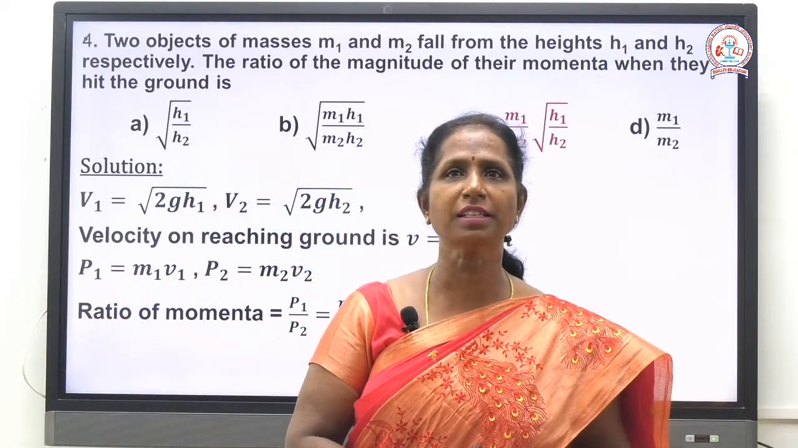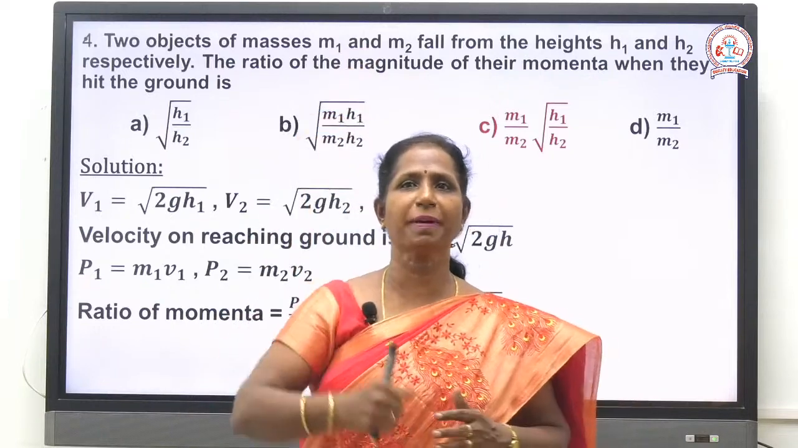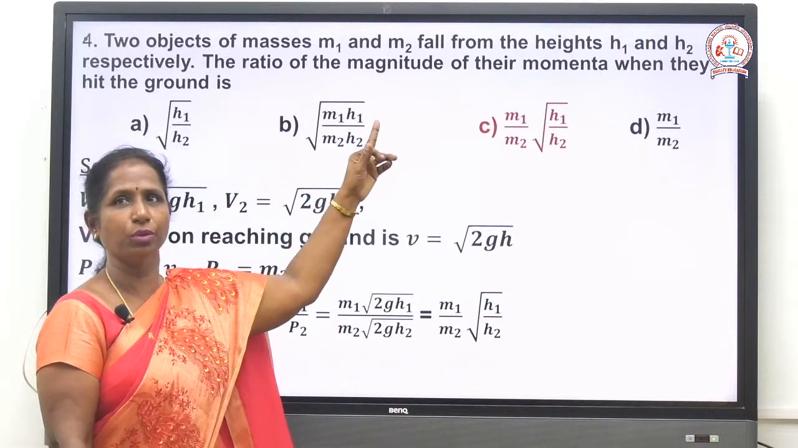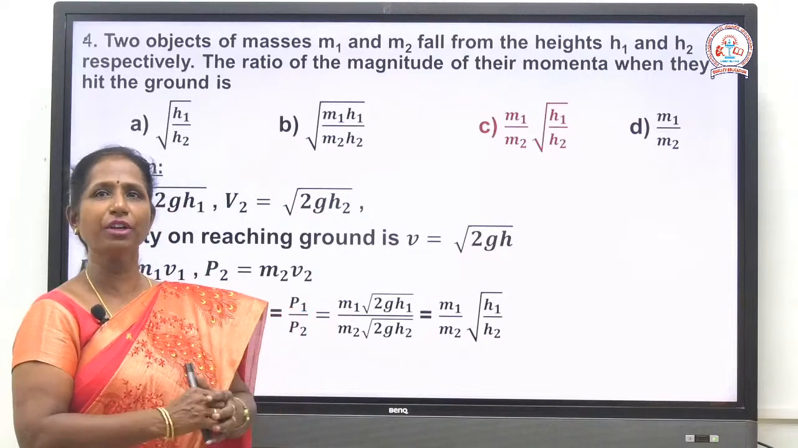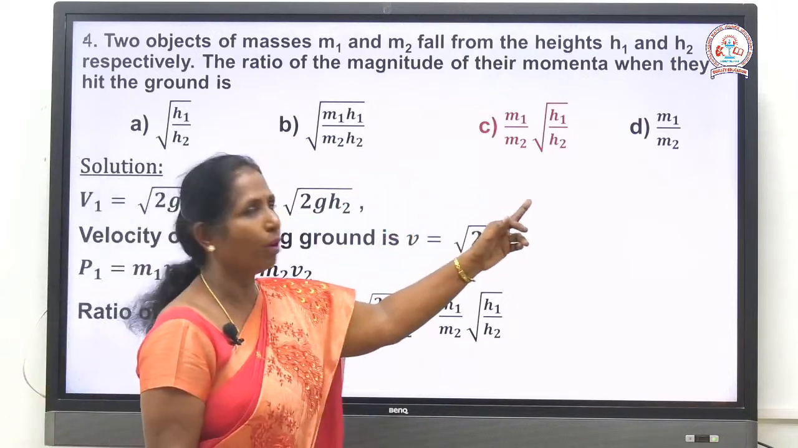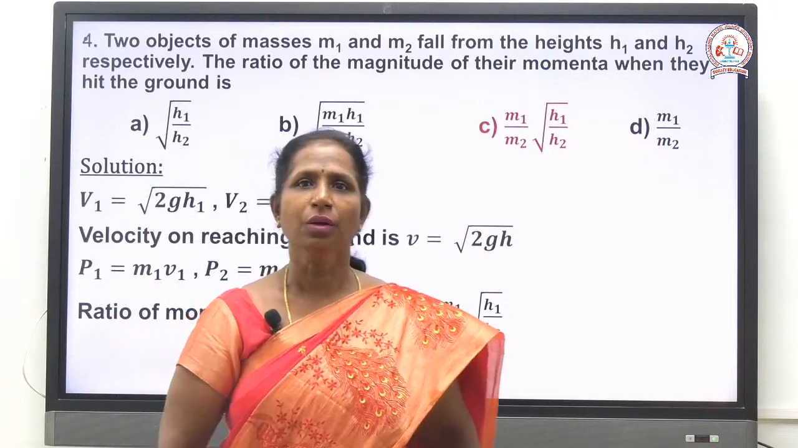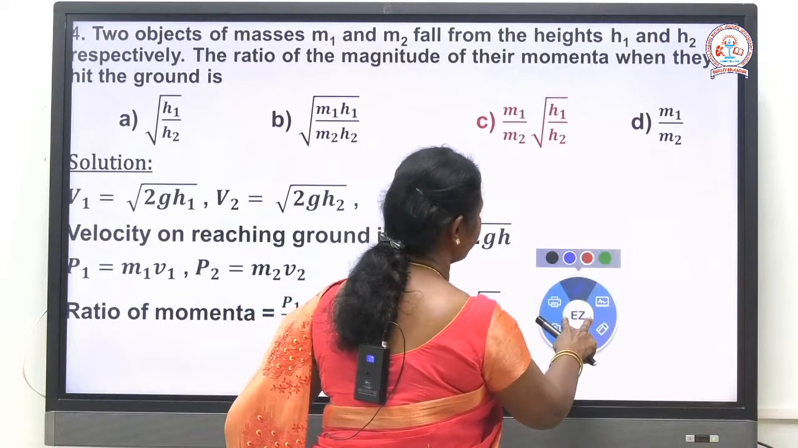Now, the fourth 1 mark. Two objects of masses m1 and m2 fall from heights h1 and h2 respectively. So we have two objects with masses m1 and m2. They are falling from heights h1 and h2 respectively. We have to calculate the magnitude of momenta. Momenta is nothing but the plural form of momentum.